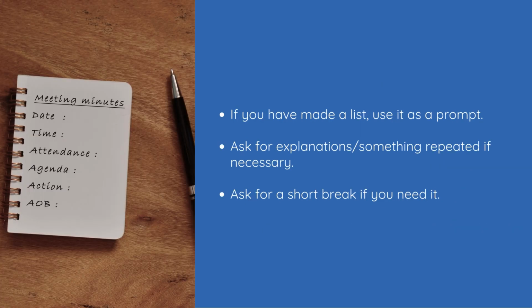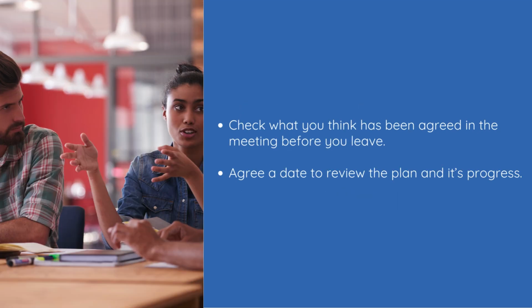If you have made a list, use it as a prompt. Ask for explanations or something to be repeated if necessary, and ask for a short break if you need it. Check what you think has been agreed in the meeting before you leave, and agree a date to review the plan and its progress.